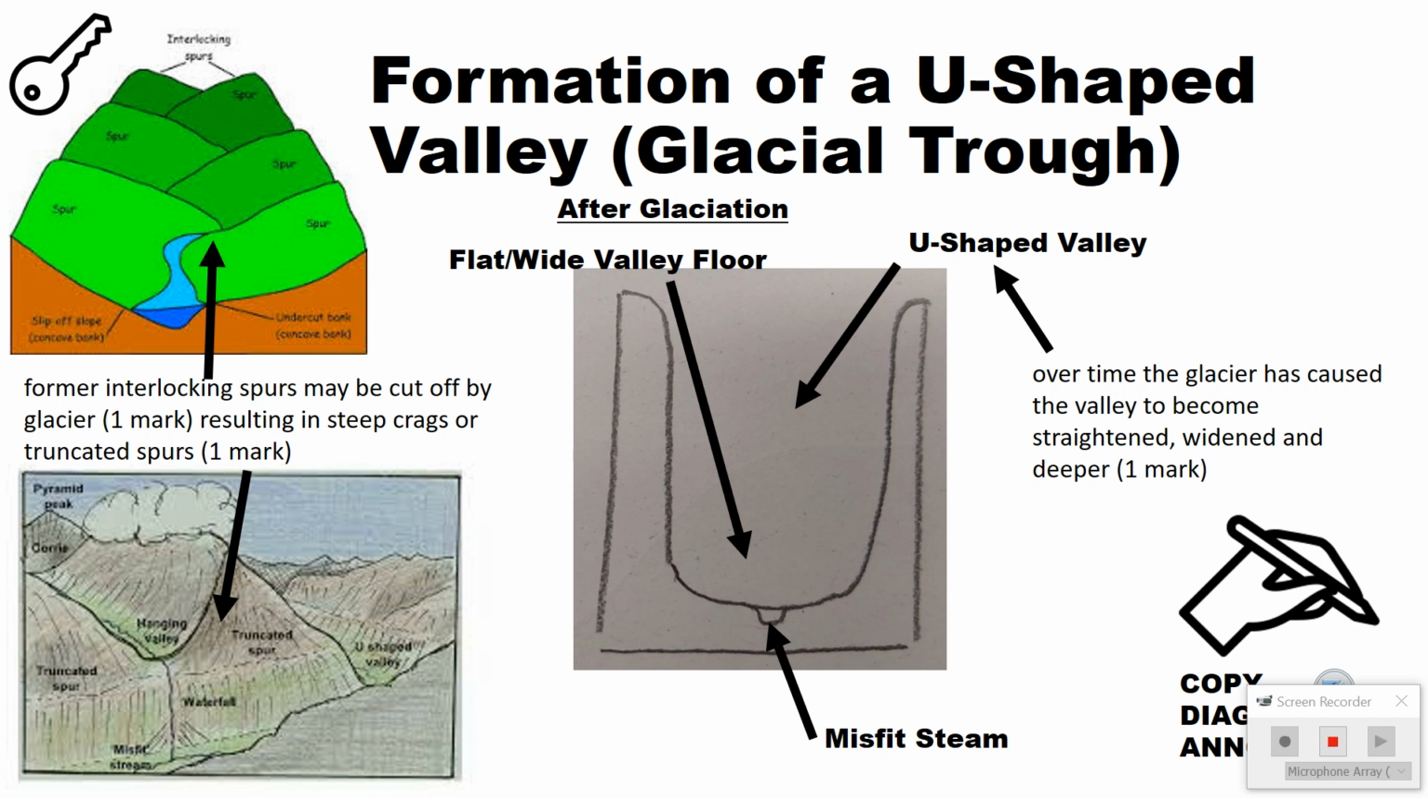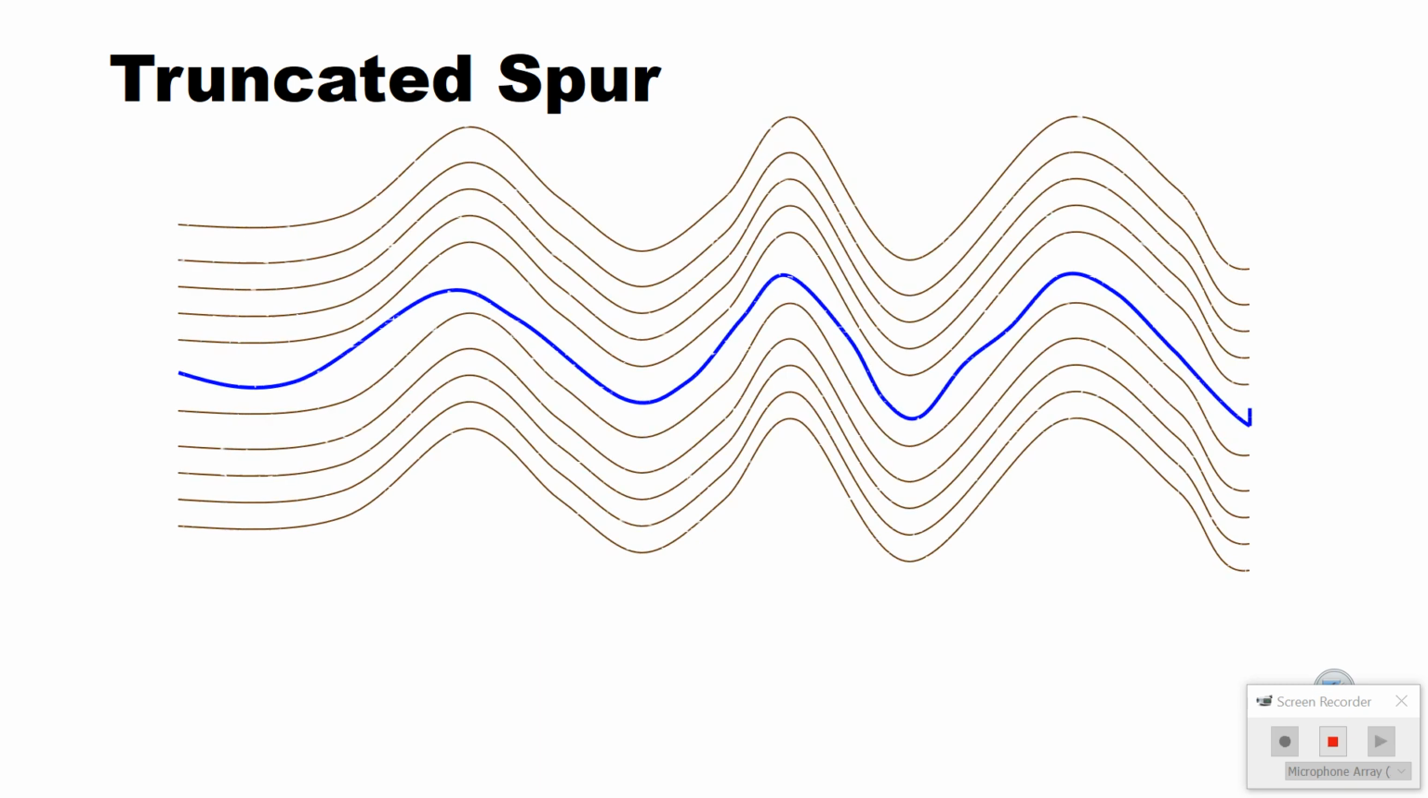Just for your own notes, a truncated spur, you are unlikely to get a question on this particular feature on its own, but you'd be talking about U-shaped valley if you ever did, and I very much doubt you would. But for your own knowledge, there's my map. I've got my contours quite close together, showing it's quite steep, my river running in between this area, and what we'd call a V-shaped valley. Now, a spur is the land jutting out in towards the river here, and the one on the other side, this land jutting out towards the river.